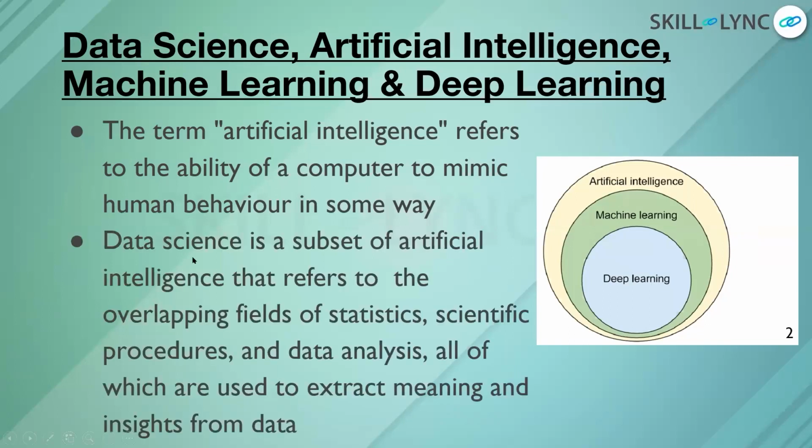Next, data science. Data science is basically a subset of artificial intelligence, where we do some kind of future prediction, and there we use statistics, we use scientific procedures, that is basically machine learning, we use data analysis, and using all these, statistics, scientific procedures and analysis, we get meaningful information from that data. So this is data science. So this we can say is already a part of data science only.